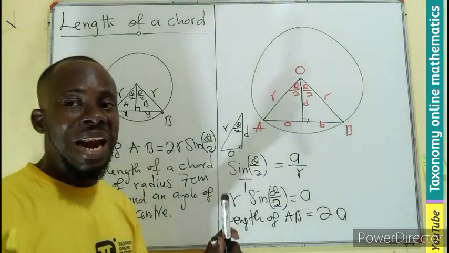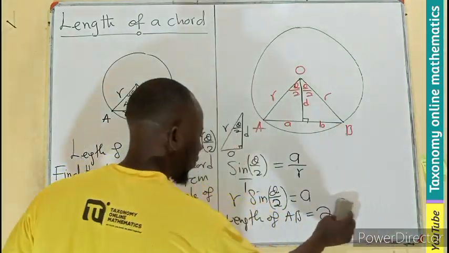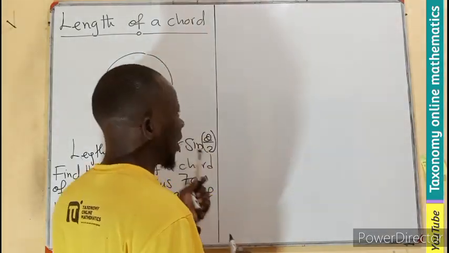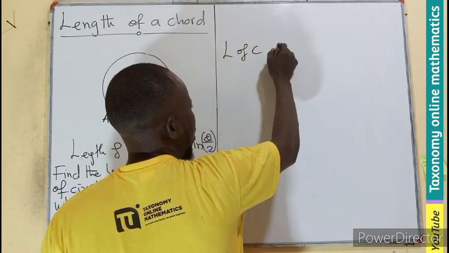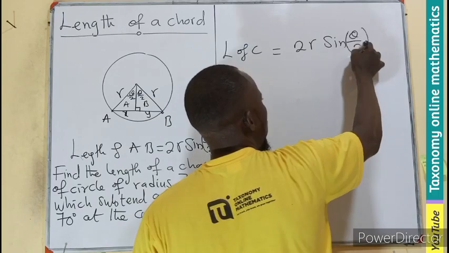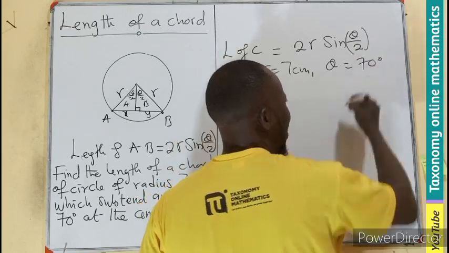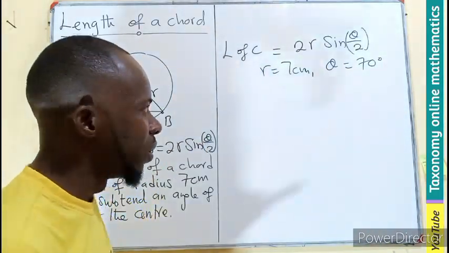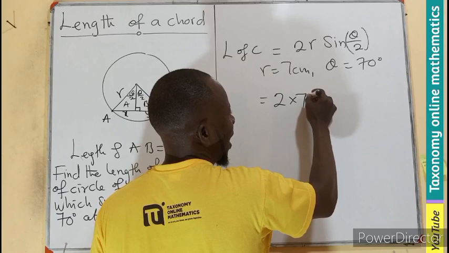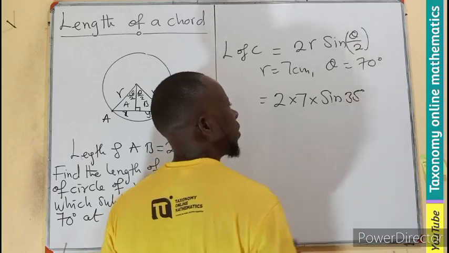So here we are looking for the length of the chord. This angle at the center is provided. So straightforward, we are only going to do a substitution to our formula. The length of chord is going to be 2r sine theta over 2, where we have r equals 7 centimeter, theta equals 70 degrees. So direct substitution will leave us with 2 times r, which will be 7, times the sine of 70 over 2, which will be 35 degrees.